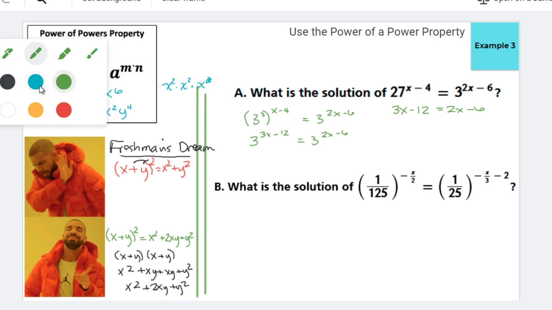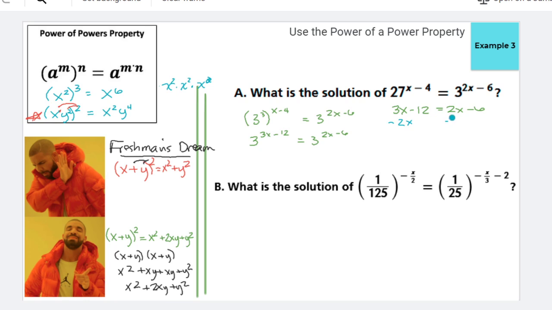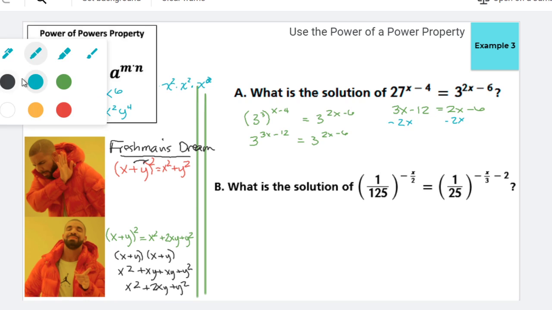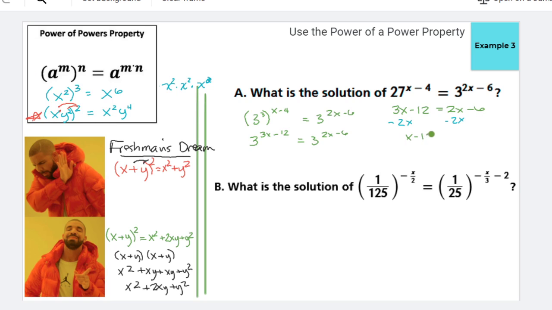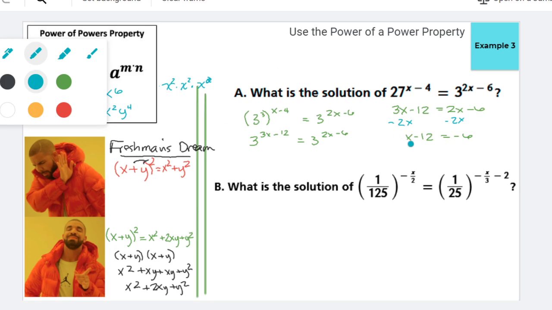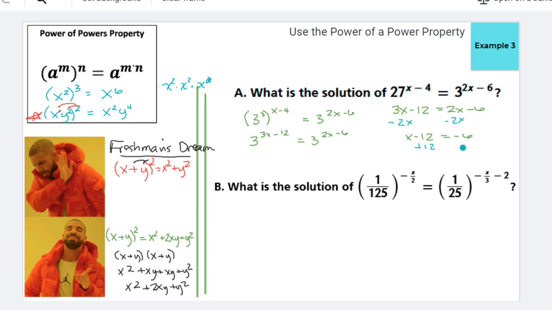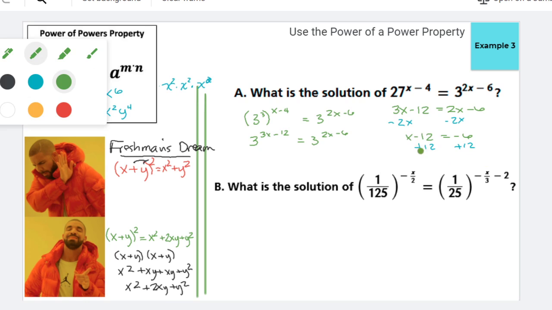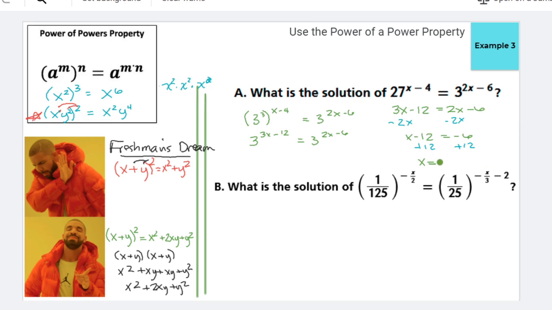All right, so now I just want to get all my x's onto one side, so I'm going to subtract 2x from each side. So I get x minus 12 is equal to negative 6. And then let's add the 12 over to get x alone. Okay, we call that isolating the variable, right? And negative 6 plus 12 is 6.